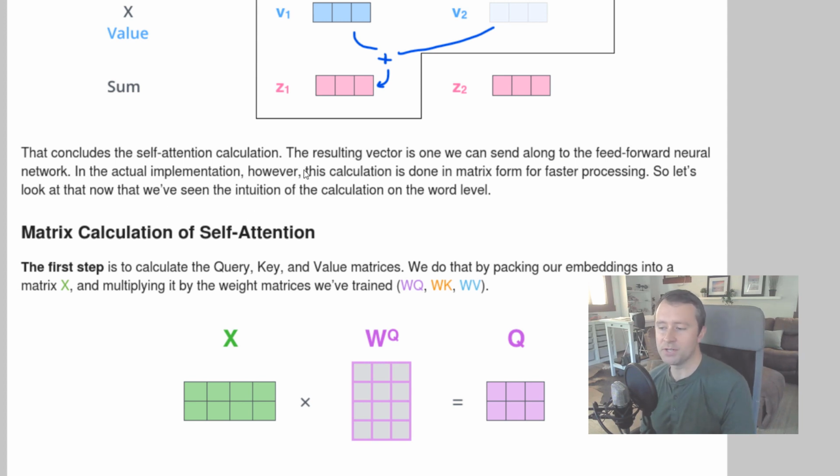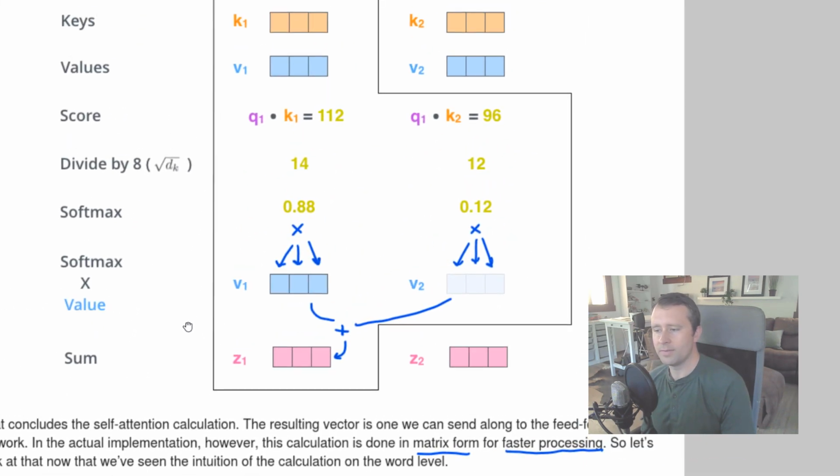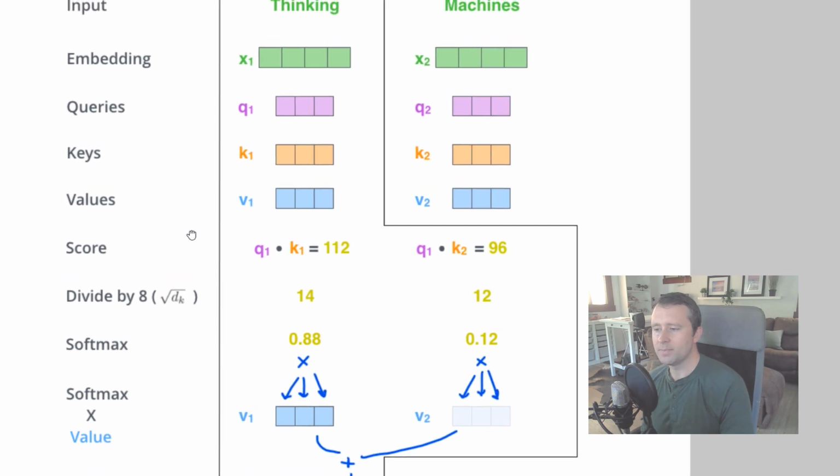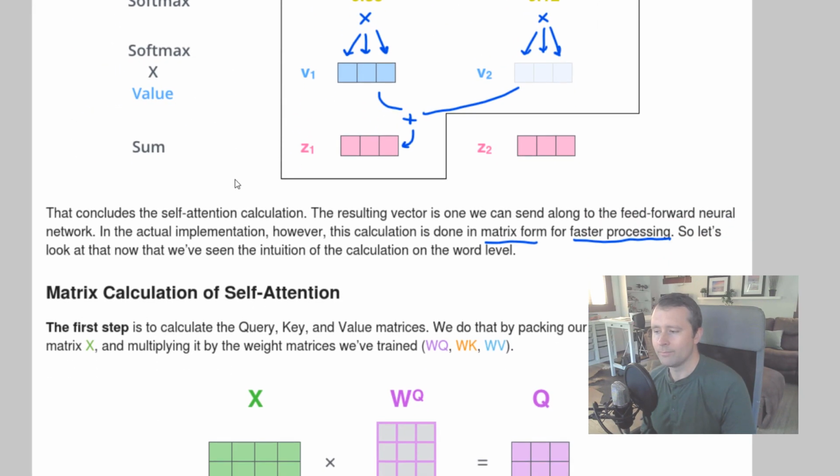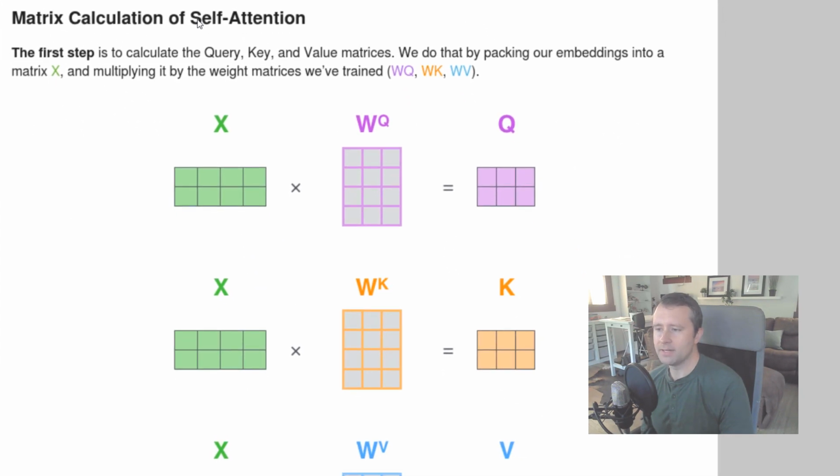In the actual implementation, however, this calculation is done in matrix form for faster processing. So let's look at that now that we've seen the intuition of the calculation on the word level. So yeah, essentially we're going to go through this same process, except it's actually possible to combine these steps and combine the inputs into matrices. So the matrix calculation of self-attention.